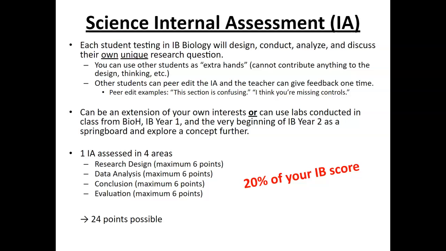If you wanted them to peer edit, they can do that for you. So they can look for grammatical errors, typos. They can even look for parts of the lab that they find confusing, and they can say that this is confusing. But what they cannot say is this is how you should fix it. You need to come up with that fix. They can say things like, I think you're missing controlled variables, but they cannot say, you are missing these controlled variables. Okay, so again, it has to be your own thought process to fix it.